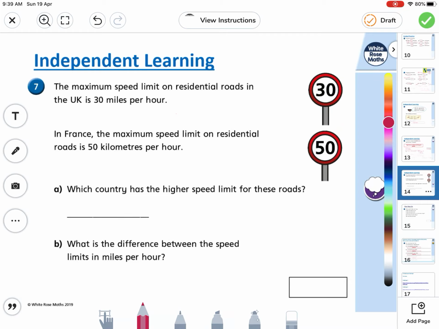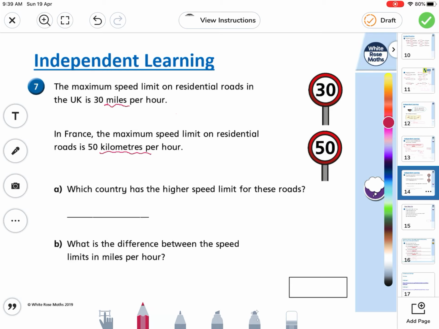The maximum speed limit on residential roads in the UK is 30 miles per hour. In France, the maximum speed limit on residential roads is 50 kilometers per hour. So already I know that the UK measures in miles, and France measures in kilometers. Which country has the highest speed limit on these roads? So I need to change one of them so both are in miles or both in kilometers per hour.